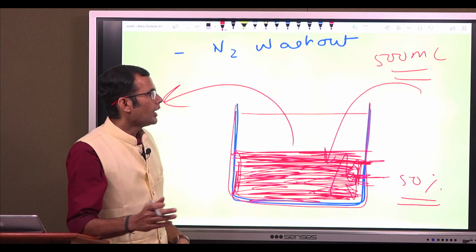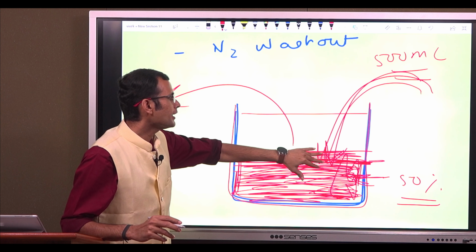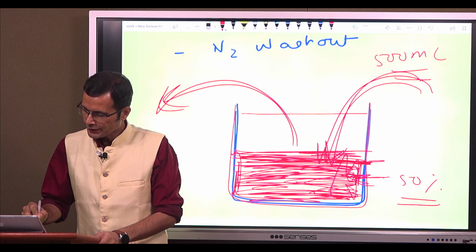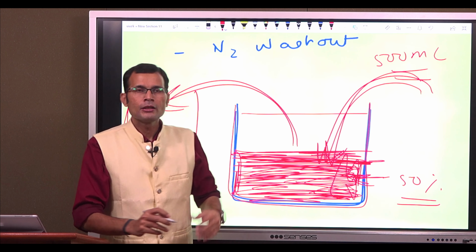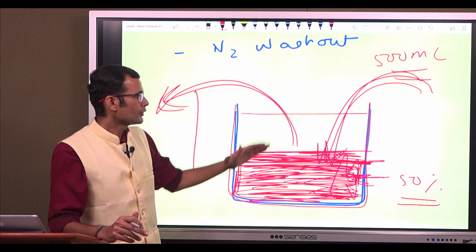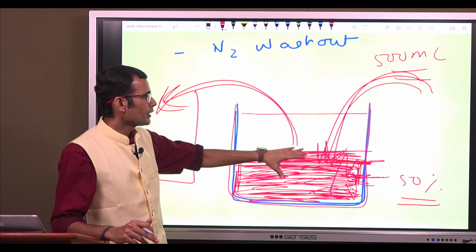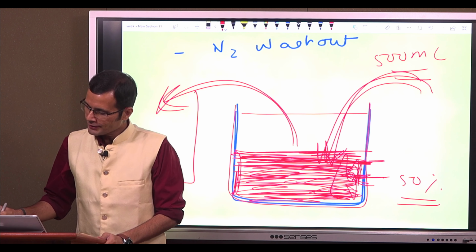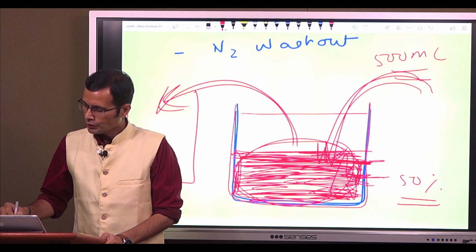Then again pour fresh water and swish it again and then take it out. Collect it. We are collecting that volume of nitrogen. So we go on doing this. Slowly, this nitrogen, or the wet tea powder which is coming out, is decreasing. Finally, all this amount will come out.